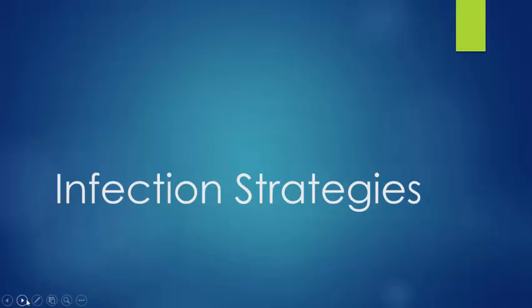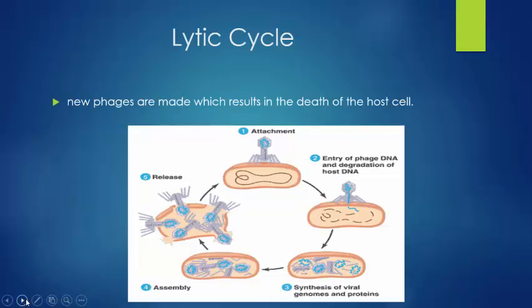I will begin by going over the lytic cycle. In the lytic cycle, many new phages are made, which results in the death of the host cell. In this cycle, a phage first attaches itself to a host cell, and then it injects it with its DNA. Then, certain factors determine whether it will go through the lytic cycle or the lysogenic cycle. It depends on a few factors, such as how many phages infected the cell, whether or not the cell is in good growth conditions, and so on.